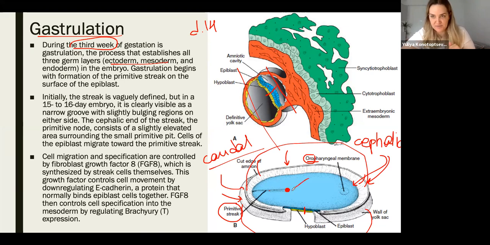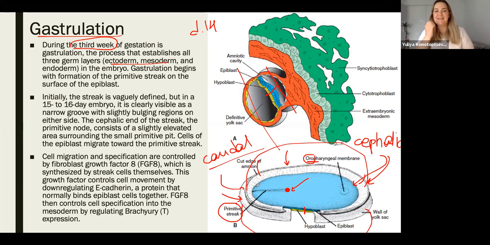This end is the primitive node, this end is the cranial end, right? For sure, because it's closer to the head. But then it said that primitive streak is located at the cranial end of an embryo, which is not true, because primitive streak is located at the caudal end of the embryo.